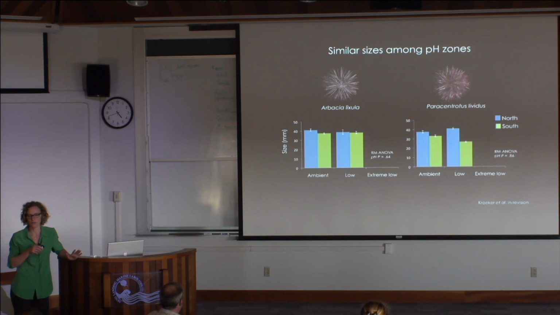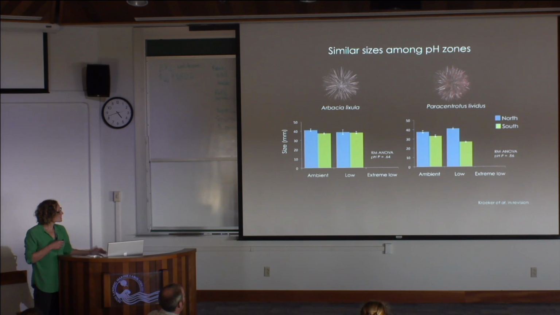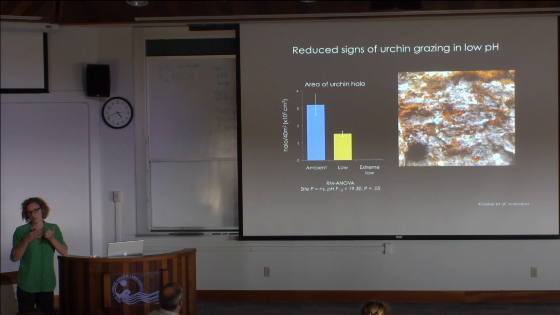And this is really contrary to what people would expect, because we have a lot of research that says sea urchins appear to be pretty sensitive, and they're calcareous, and they use a really sensitive form of calcium carbonate. Despite the fact that we see large abundance of sea urchins in the low pH zone, and we see similar sizes, we don't see evidence of sea urchin grazing in these pH zones.